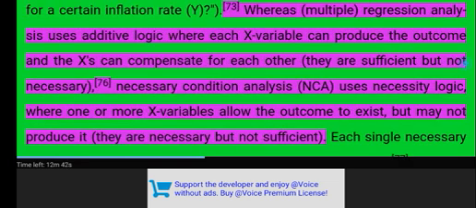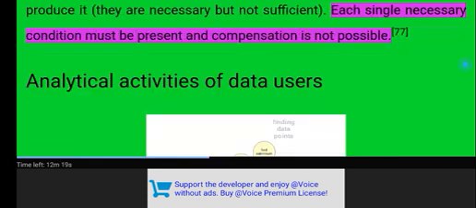Whereas multiple regression analysis uses additive logic where each x variable can produce the outcome and the x's can compensate for each other, they are sufficient but not necessary. Necessary condition analysis (NCA) uses necessity logic, where one or more x variables allow the outcome to exist, but may not produce it. They are necessary but not sufficient. Each single necessary condition must be present and compensation is not possible.